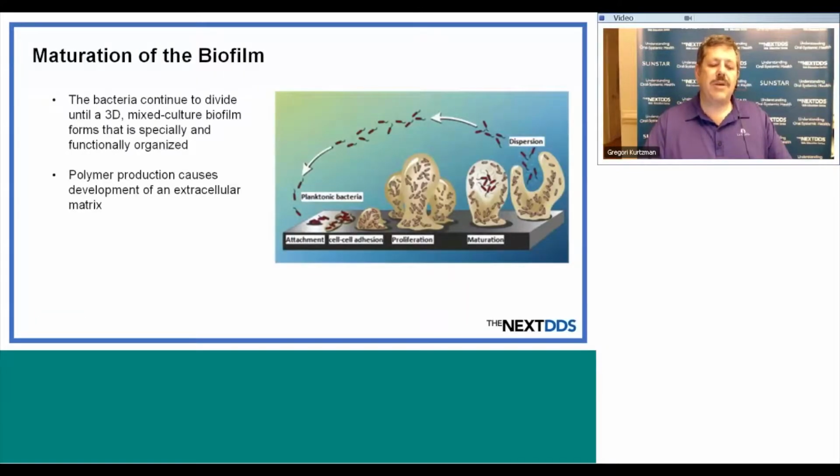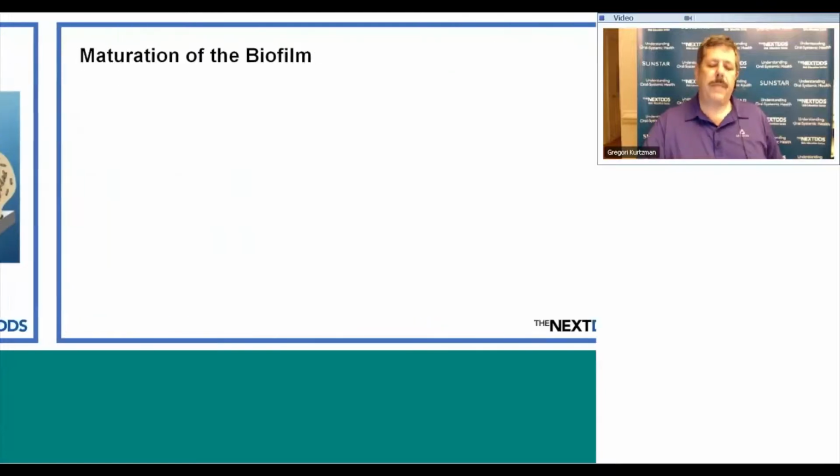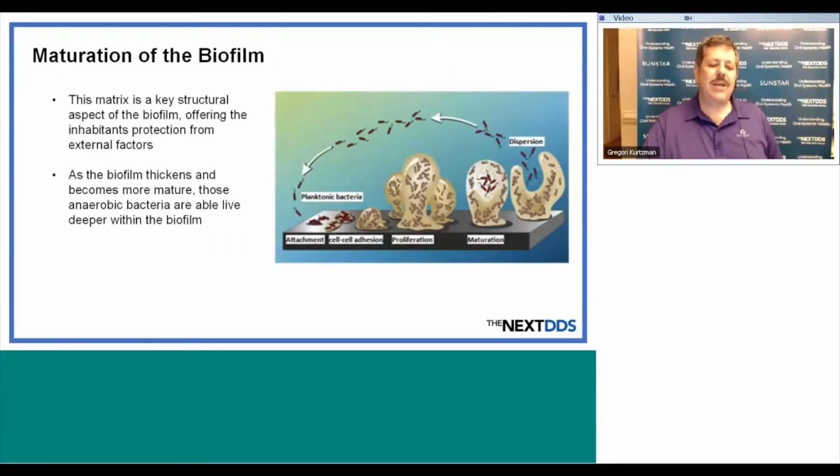The bacteria continue to divide until a 3D mixed culture biofilm forms that is specifically and functionally organized. Polymer production causes development of extracellular matrix, what we're referring to as a slime matrix. This matrix is a key structural aspect of the biofilm, offering the inhabitants protection from external factors. As the biofilm thickens and becomes more mature, these anaerobic bacteria are able to live deeper within the biofilm.